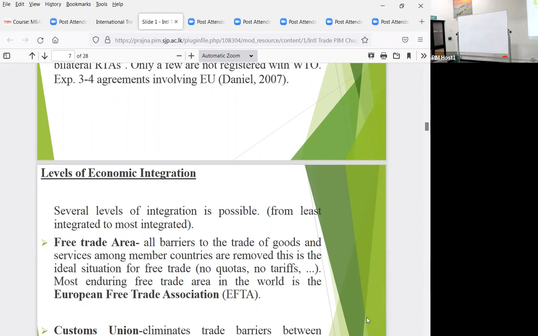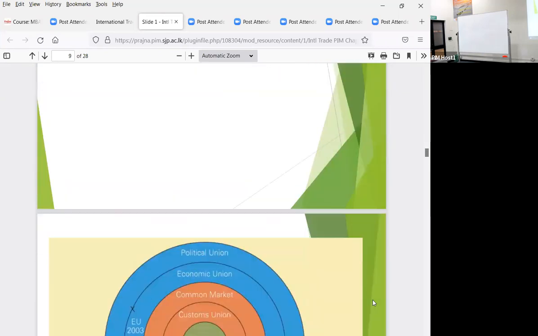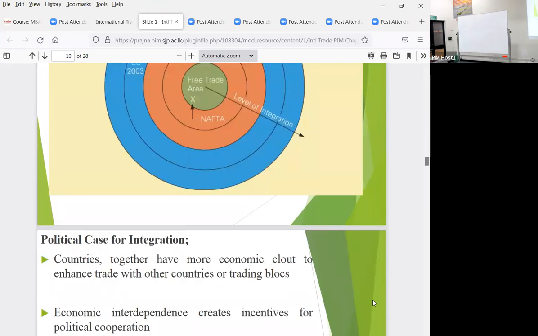Okay, right. So if you can see the next one, it shows the level of integration, right? So from free trade area, when you move towards the political union, it is more integrated, but you are losing your sovereignty, right?